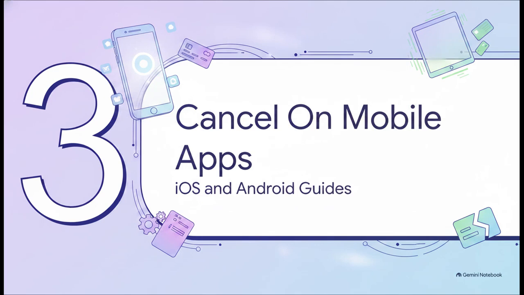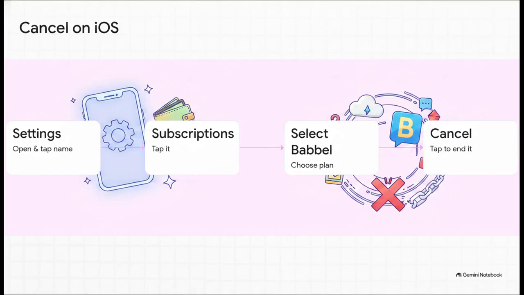Okay, let's pivot to Section 3, Canceling on mobile devices with our iOS and Android guides. If you signed up through your smartphone, those web instructions I just gave you aren't going to work. For Apple users, this 4-step process inside your actual iOS device settings is literally the only way to officially sever that App Store billing connection. You cannot cancel an iOS purchase plan inside the Babbel app itself.